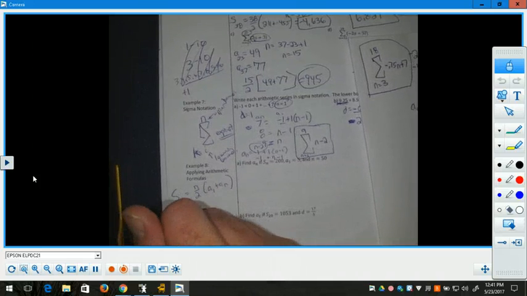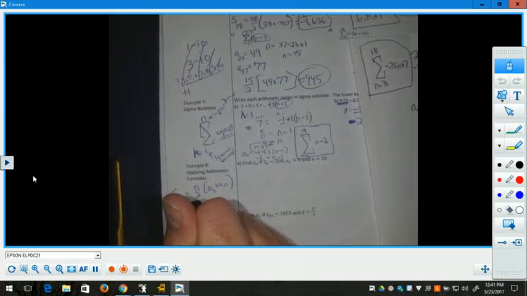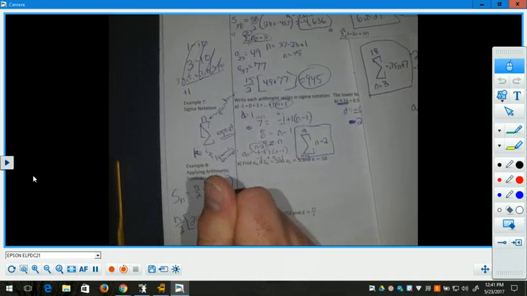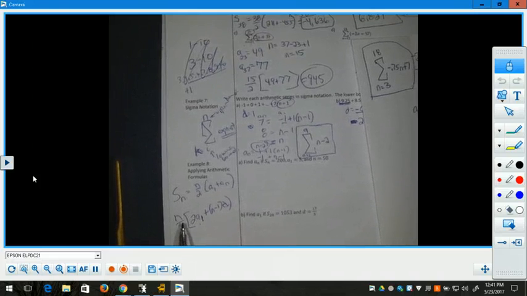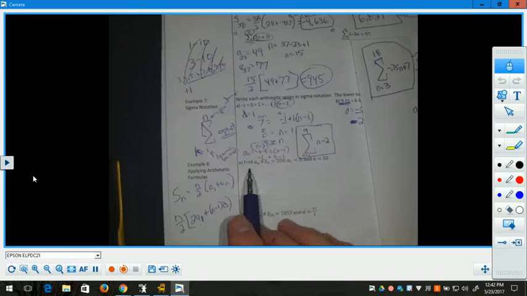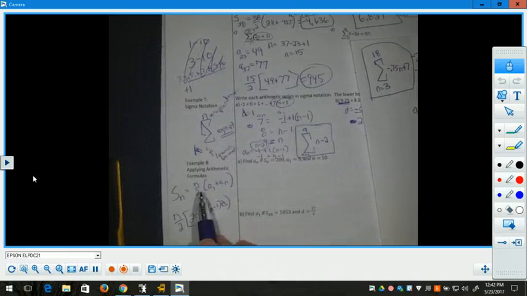Our other formula, n over 2 times 2 times a sub 1 plus n minus 1 times d, only requires us to have a sub 1 and n to find the partial sum. So, I do still also need the common difference though. In the information that's given here, I do not know the common difference, so I can't use this formula. I have to use this formula.